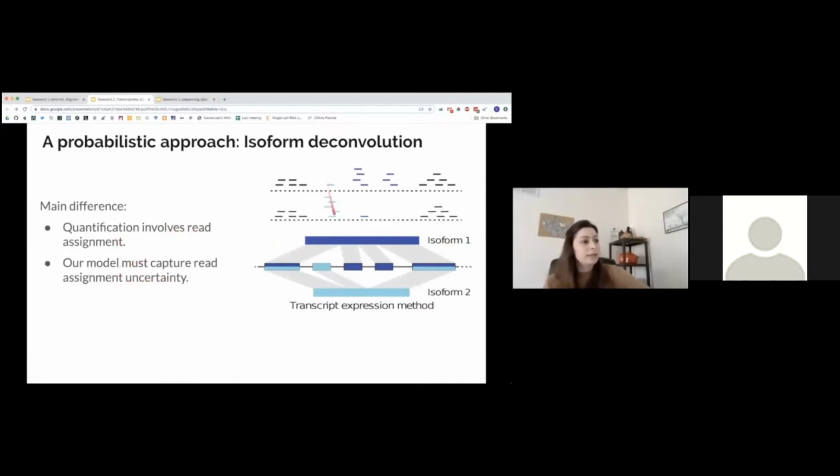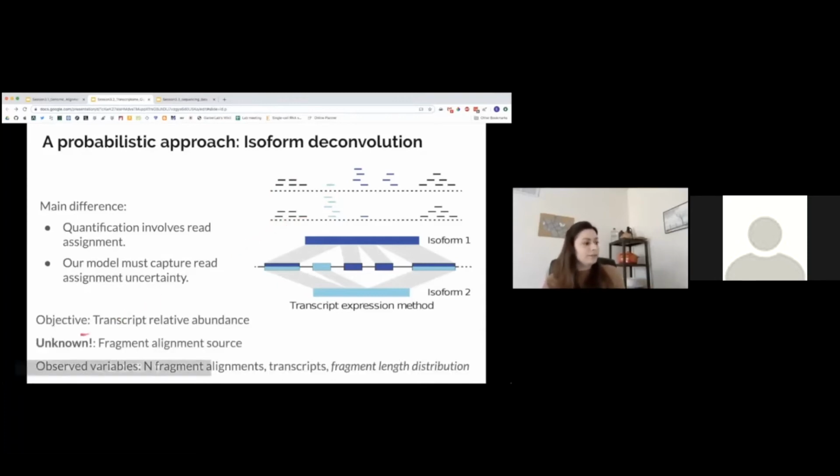So for example, for the light blue and the dark blue reads, because they map to exons that are unique to each isoform, there's no problem there. So you already know where they came from. Using the quantification from these reads, you can also inform your choice for the reads that are mapping to shared exons. So these are the reads that you need to assign to a specific transcript given the probability that you saw other reads from those transcripts.